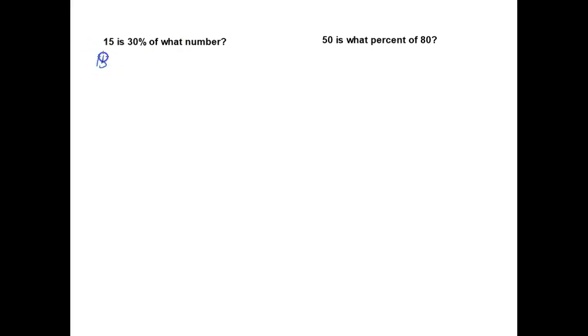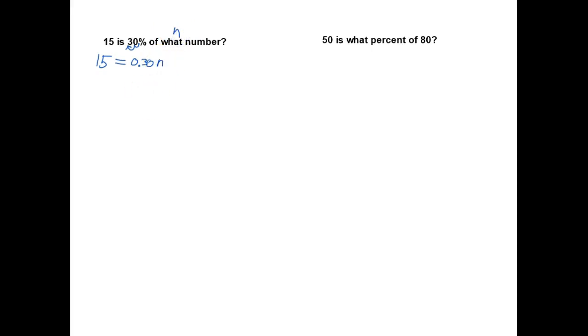I'll write 15, and instead of "is," I write equals. 30% as a decimal, you move the decimal point to the left 2 places. That's 0.30 of what number? So times, I'll use n for the what number, the unknown.